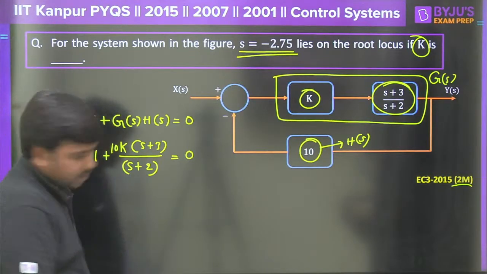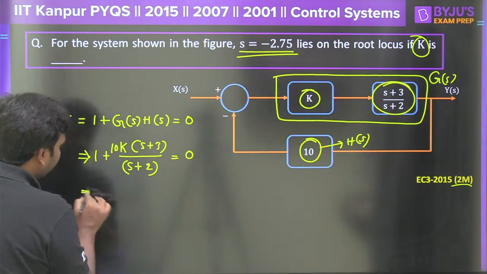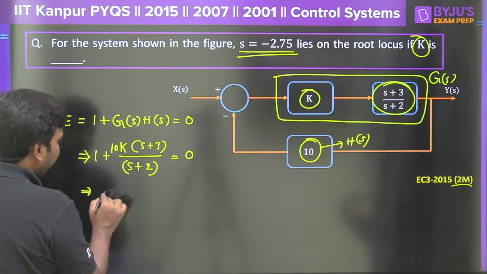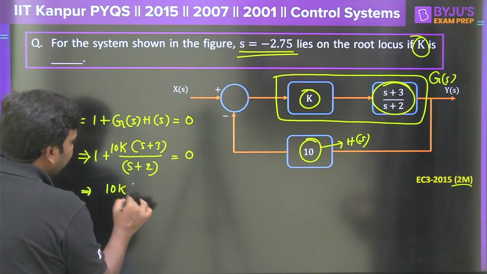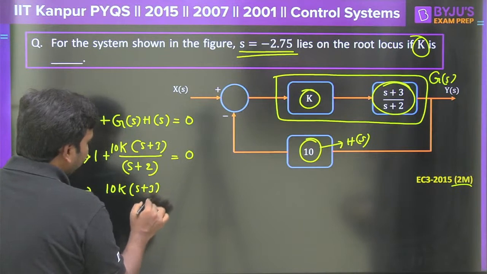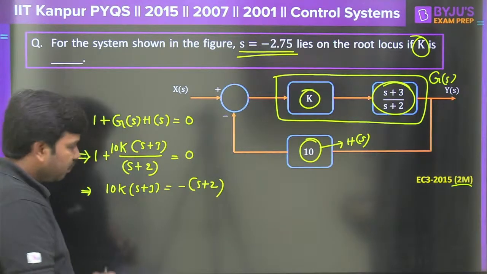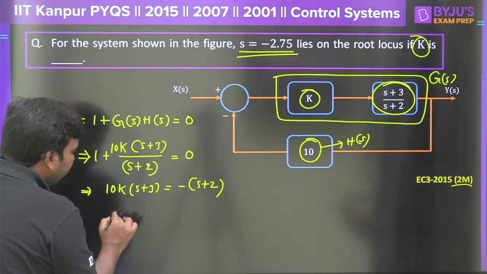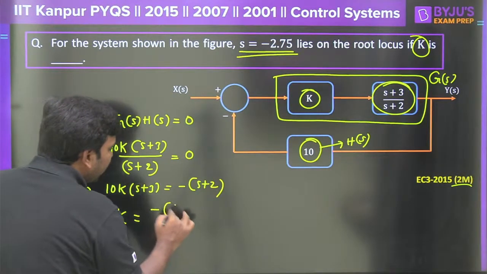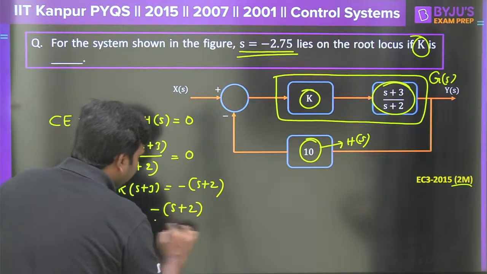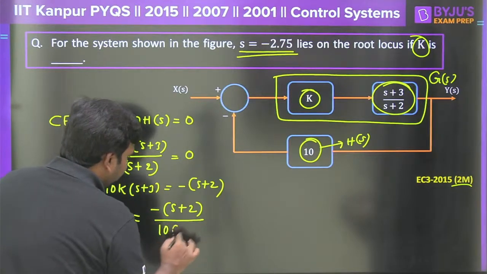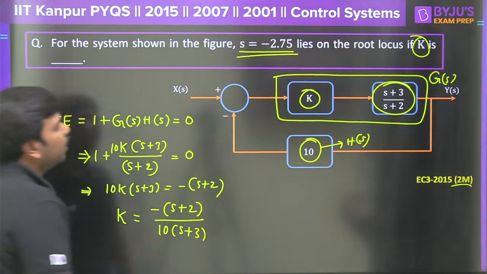Any one of you, fast? So now from here it is very easy to write that 10 into K into s plus 3 is equal to minus of s plus 2. So easy again, and then you can say K is equal to minus of s plus 2 divided by 10 into s plus 3. Correct? So what do you mean by root locus?